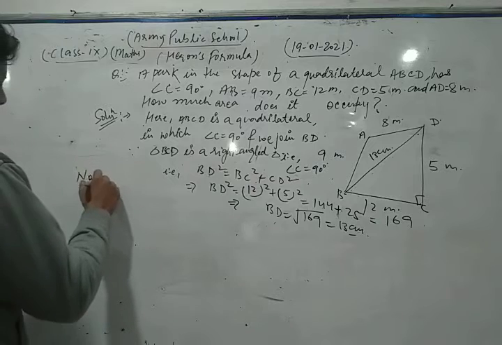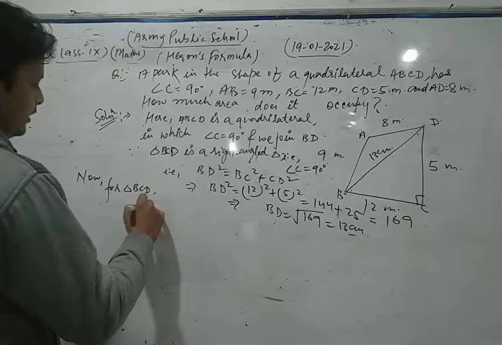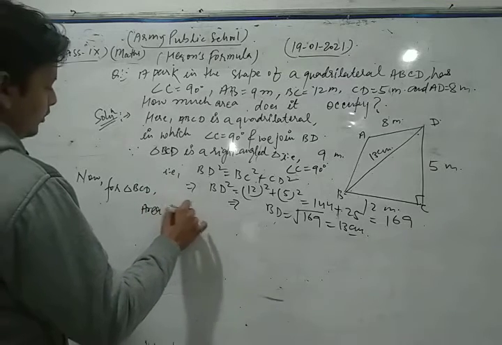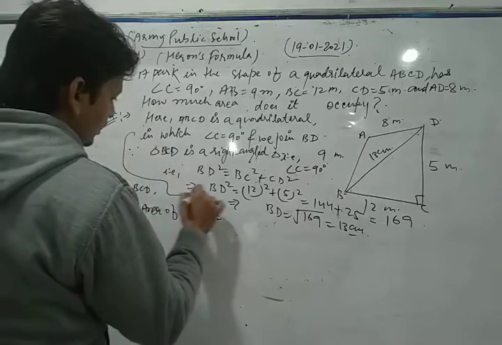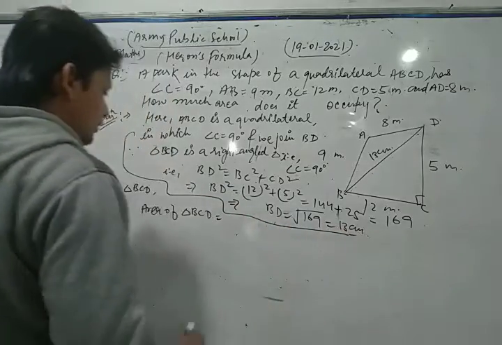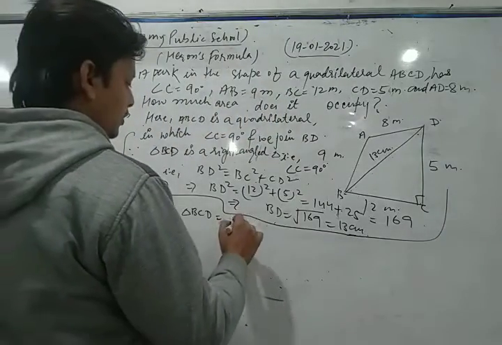Now for triangle BCD, area of triangle BCD is equal to what? Area of triangle BCD is equal to what? Let's see.